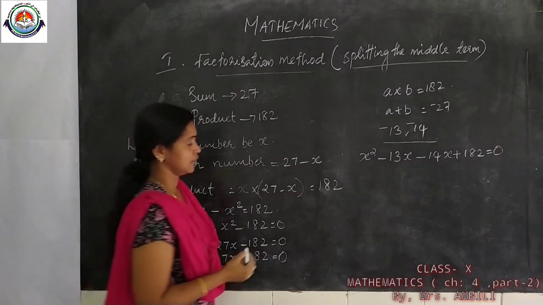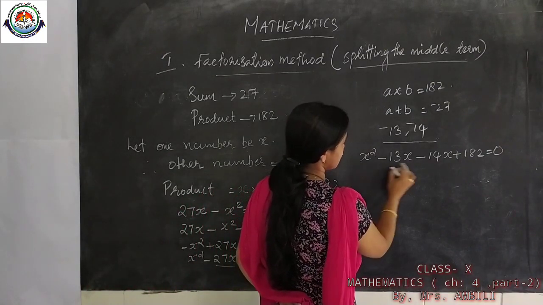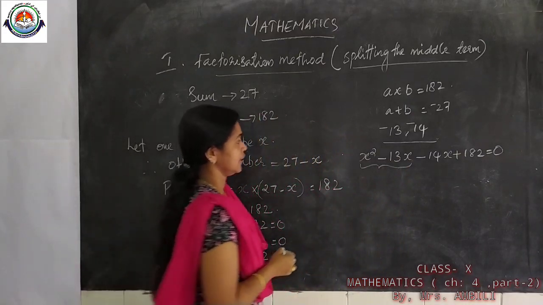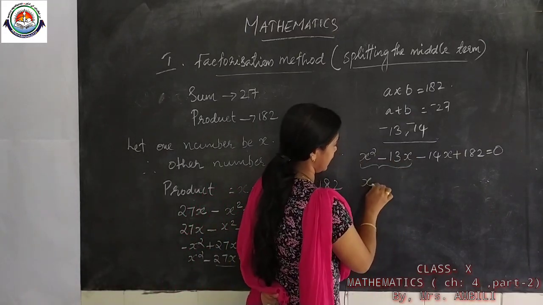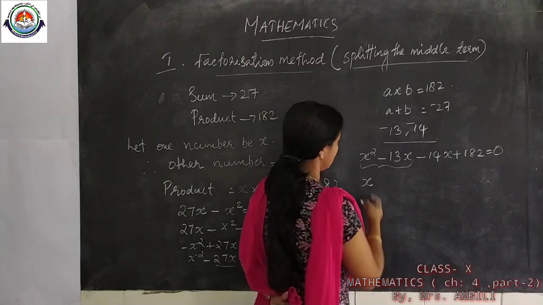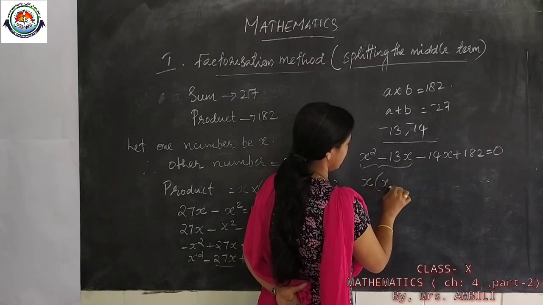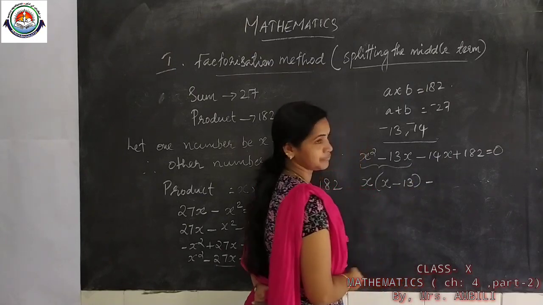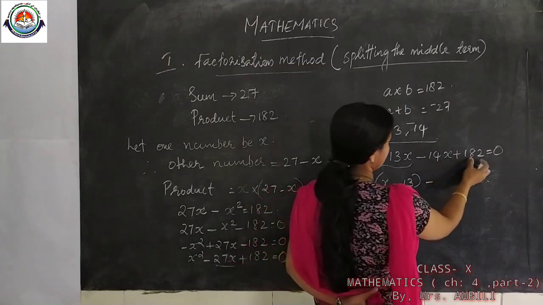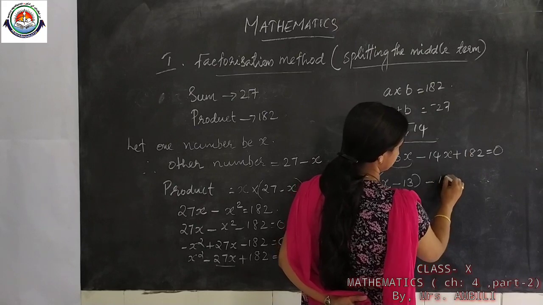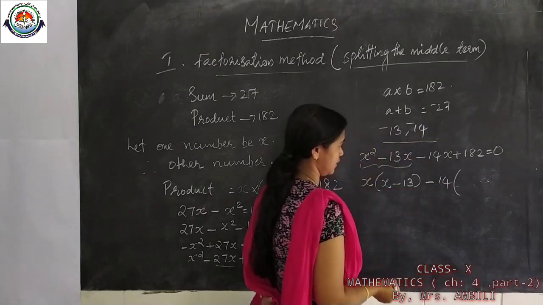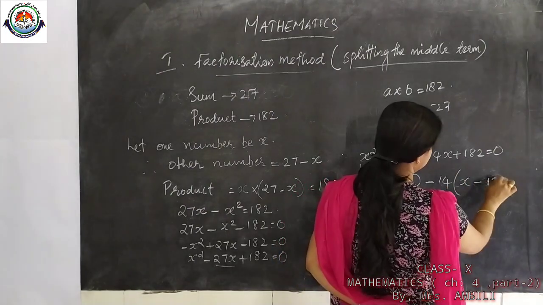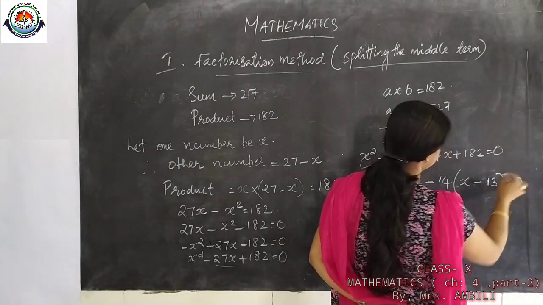Same steps. Here what is common? In x square minus 13x, what is common? Yes, x is common. So we can take x outside. If we are taking x outside, we will get x minus 13. From this I am taking minus 14 outside, so we will get x minus 13 equal to 0.